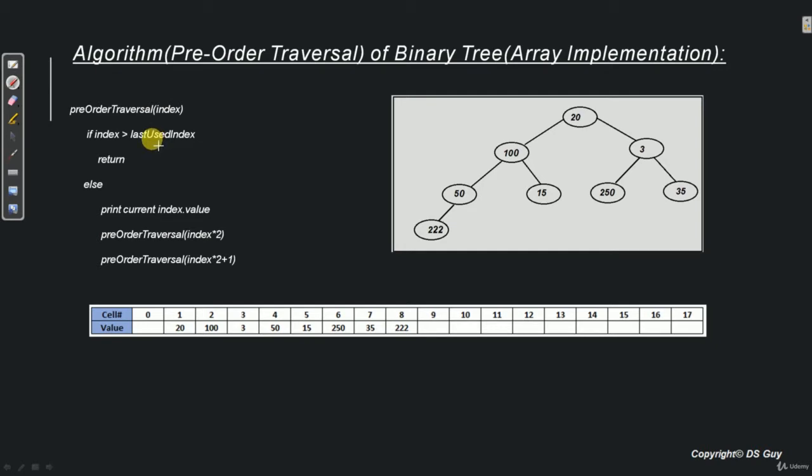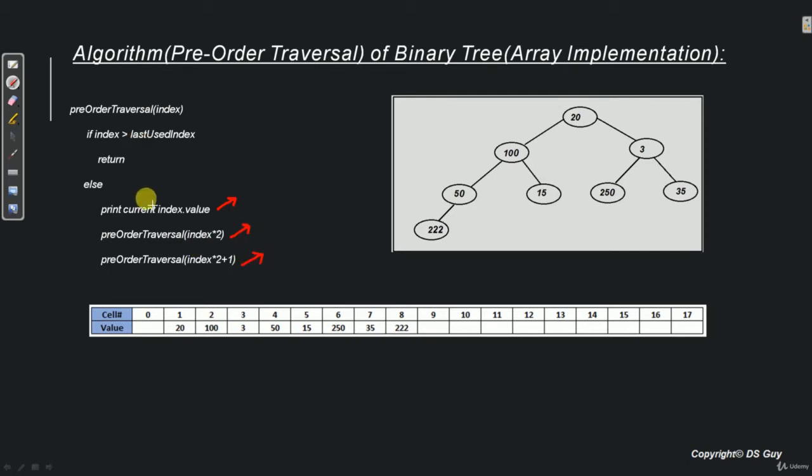in an array implementation. Hope that idea was clear. Now in this video, let's see how to do pre-order traversal of a binary tree in an array implementation. Now as we already know that in a pre-order traversal, first we visit the root node, then we visit the left child, and then the right child.